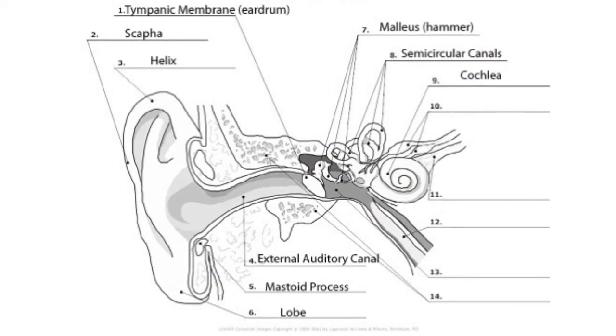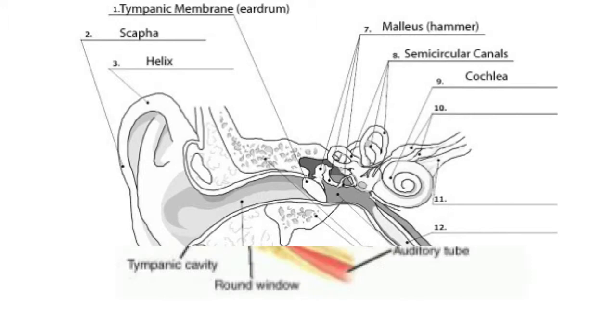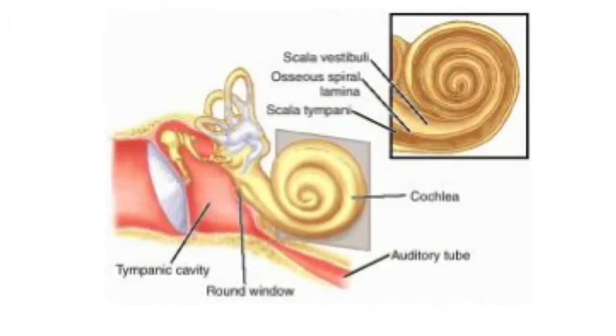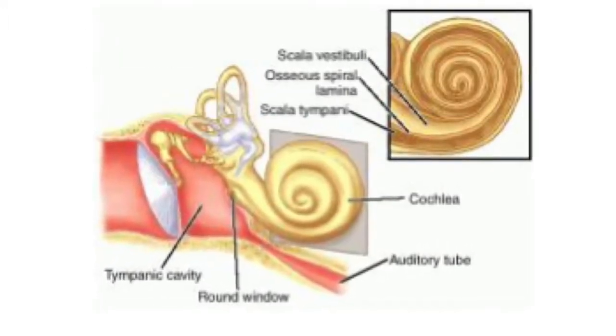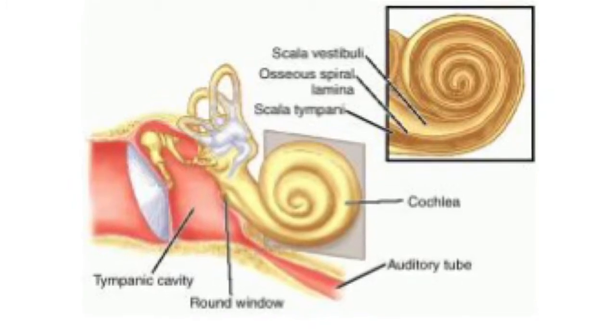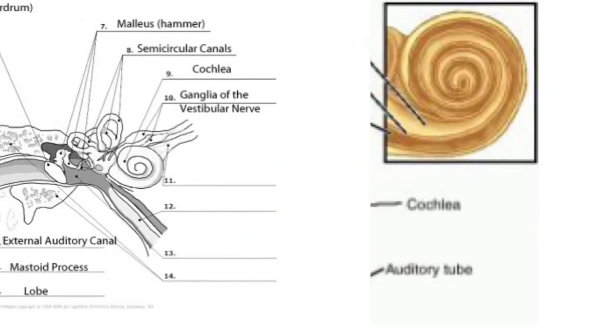The next part you'll learn about is called the cochlea. The cochlea is a part of the inner ear that transforms vibrations of the cochlear liquids into neural signals.